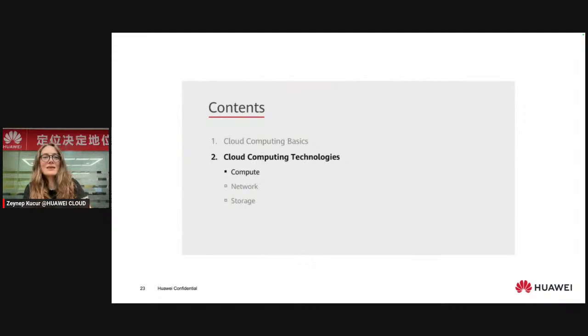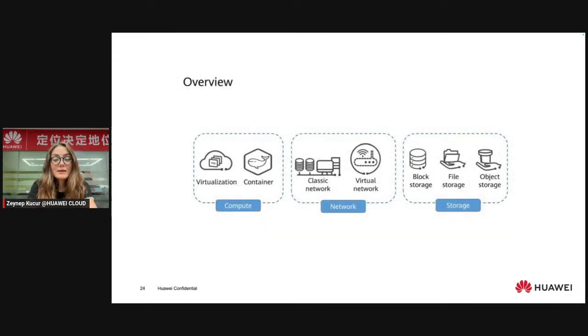So we have the second section. The second section is about cloud computing technologies. Here is an overview. Cloud computing consists of three fundamental components. First one is compute, second one is network, and the third one is storage. We know that compute services provide the computing power required for running services such as websites, office software, and data analysis. Compute includes virtualization and container technologies.